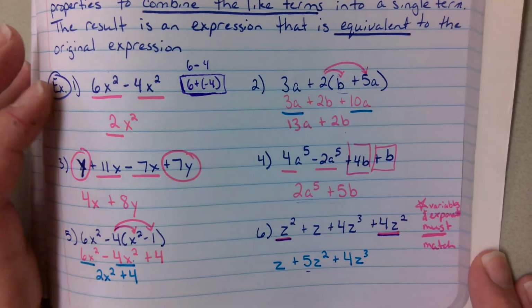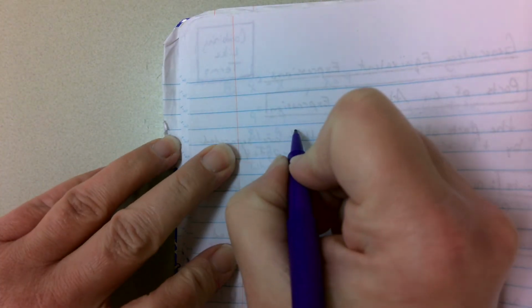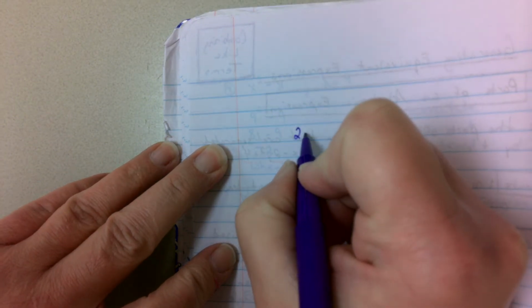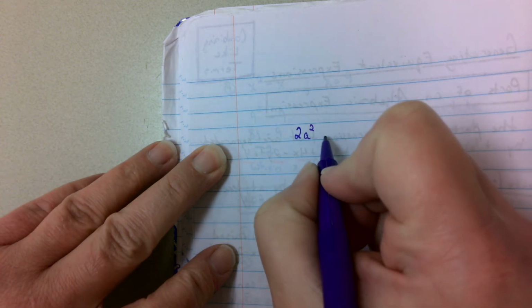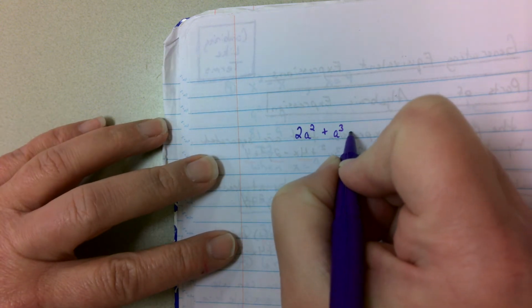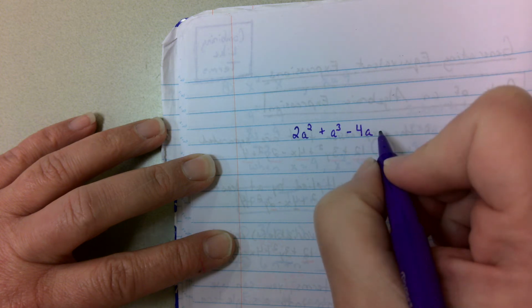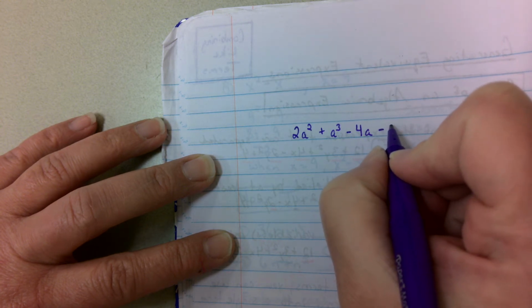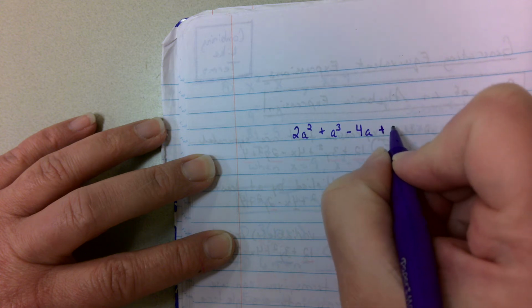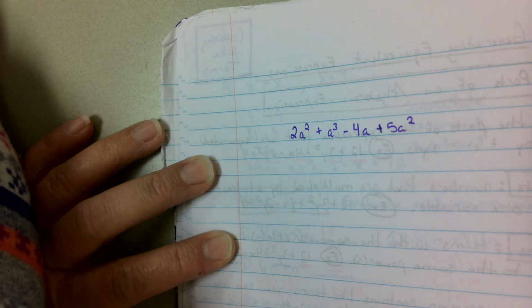All right, if you have any questions on this, please let me know. This is going to come with practice. I feel like I need to give you one to try on your own. Let's see here. 2a squared plus a cubed minus 4a, plus 5a squared. All right, I want you to work on that.